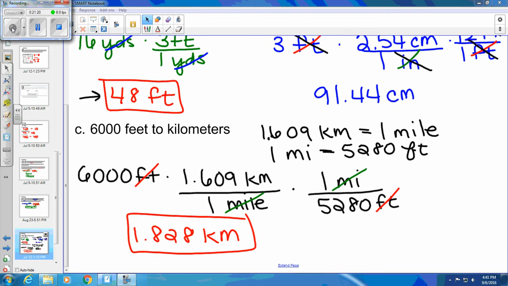Okay, how did you do? Here, 6,000 feet. I set up my 2 conversions. When I went to do the arithmetic, 6,000 times 1.609, I get my answer, and then I divide by 5,280, and I get 1.828 kilometers.